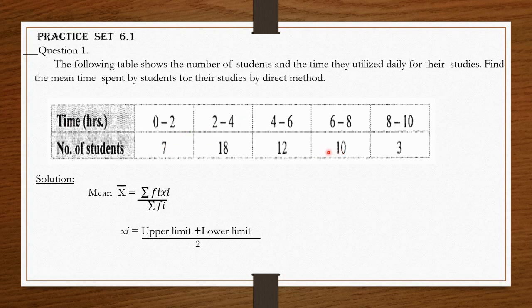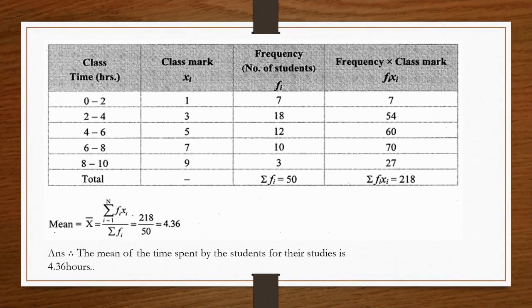Then solution. In direct method, the mean x bar equals sigma fi xi upon sigma fi, and xi equals upper limit plus lower limit divided by 2. First, we have to make the table with 4 columns. The first column, class, is given in the question, the second is the class mark xi, the third column is the frequency fi, which is also given, and the fourth column is frequency into class mark, that is fi into xi.